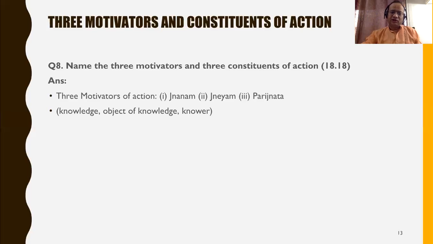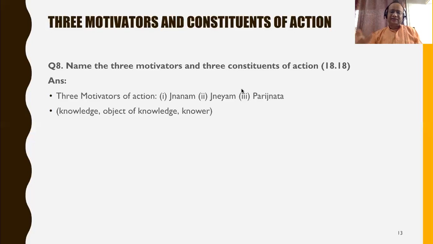So that is the difference between Jnanam and Jneyam, the object of knowledge. I gave the example of engineering. In engineering, you might be studying physics or mathematics or maybe some engineering specific subjects. So that is knowledge, and the object of knowledge is that you want to become skillful as an engineer. You want to have that skill. And Parijnata means the person who does that, the karta.